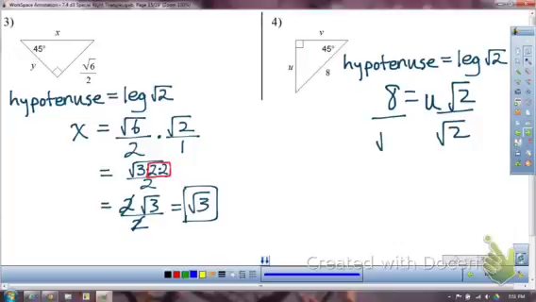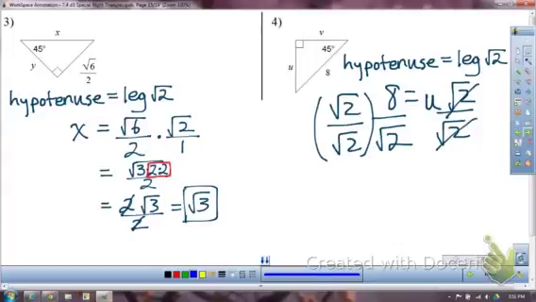Alright, divide by root 2 on both sides, but you cannot have a radical in the denominator. The nice thing over here is that these will cancel out, but we need to rationalize the denominator by multiplying this side by root 2 over root 2. And that's what we're going to do. Go ahead and multiply these out, and you know that root 2 times root 2 is 2. We end up with 8 root 2 over 2 equals u.